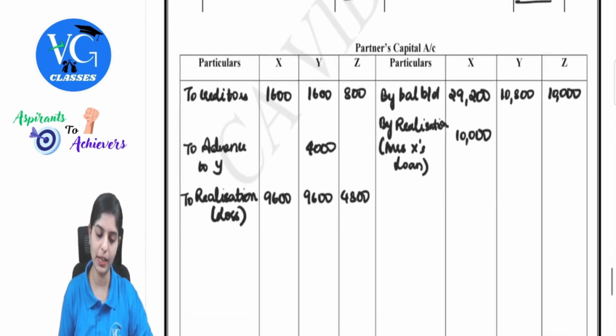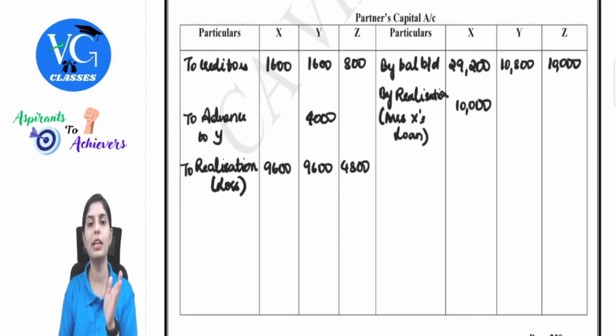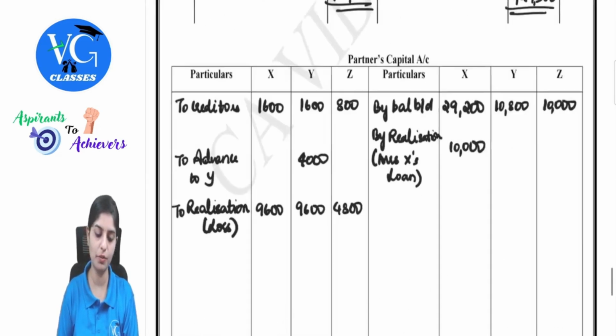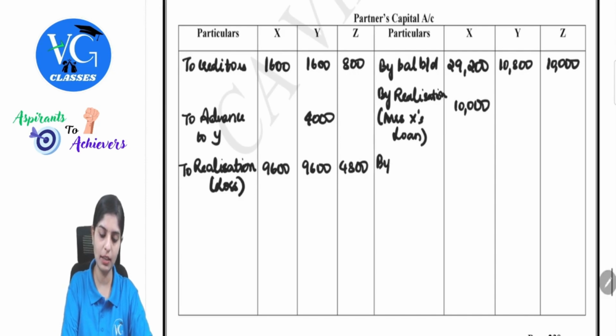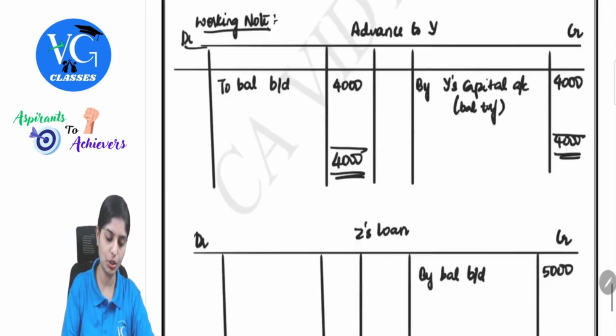Now we will have to find out the deficiency. First, before that, we will introduce the capital by solvent partners. Who are the solvent partners? X and Z, because Y is insolvent. So we will first bring in the capital equal to realization loss, 9,600 and 4,800. Now find out the deficiency.